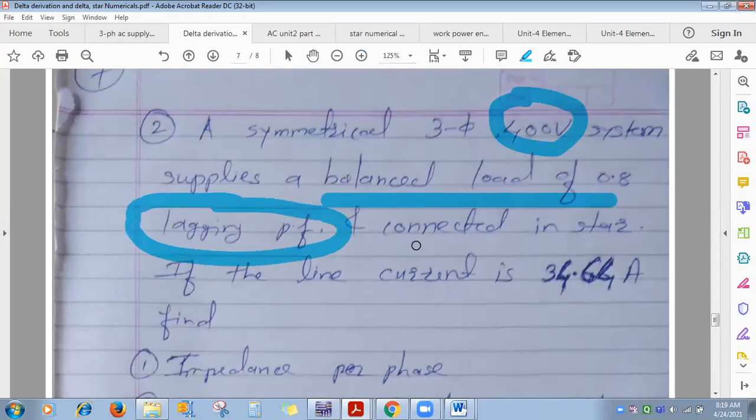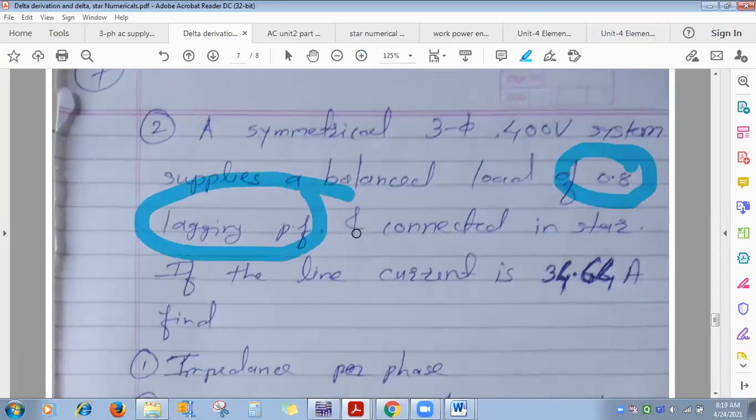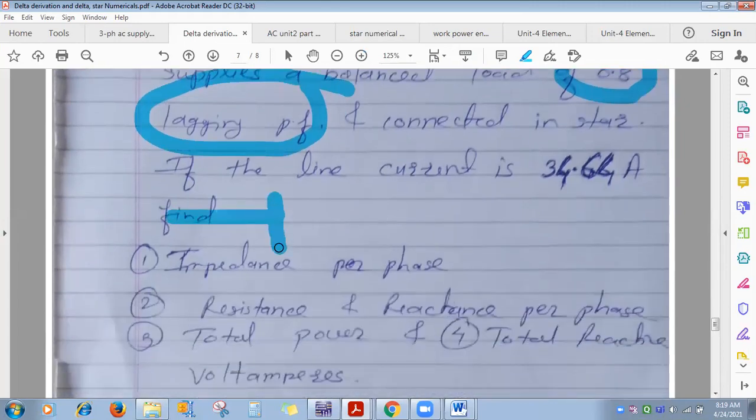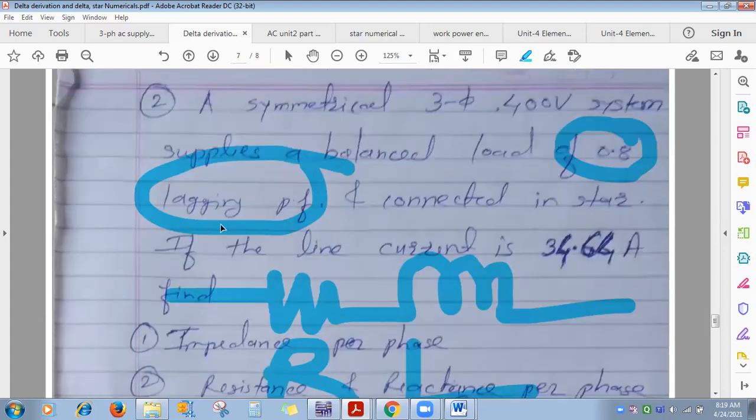0.8 lagging power factor means again which type of load it is? What is per phase there? Series RL. It is series RL, because lagging means inductor is there. If the power factor is purely inductive, phi is 90 degree and cos phi is 0. Cos phi is not 0, it's 0.8. Means it's compulsory that a resistance is there in series with L.